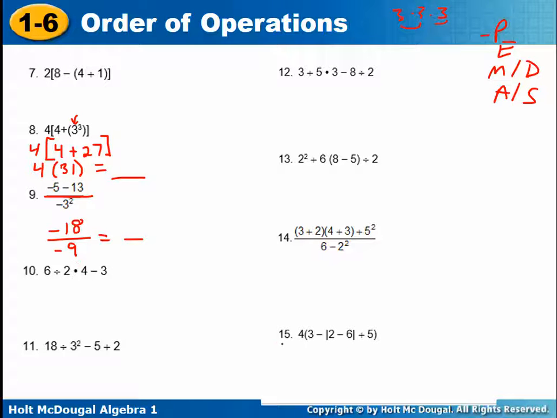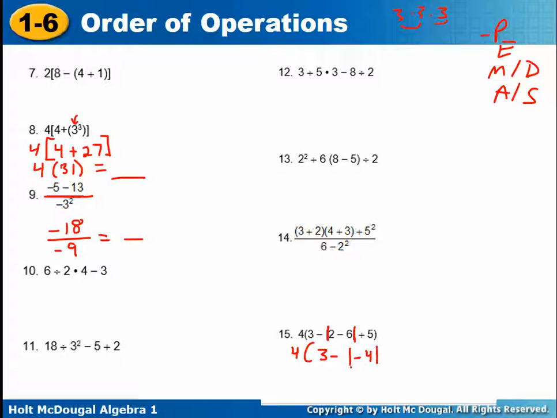Let's look at number 15. It has an absolute value sign in it, which we have talked about. Absolute value means that whatever you get for an answer, you have to take the positive of it. And it's a type of grouping as well. So I'm going to leave the 4 alone, put my parentheses, 3 minus the absolute value. Let's figure this out: 2 minus 6, that's a -4.